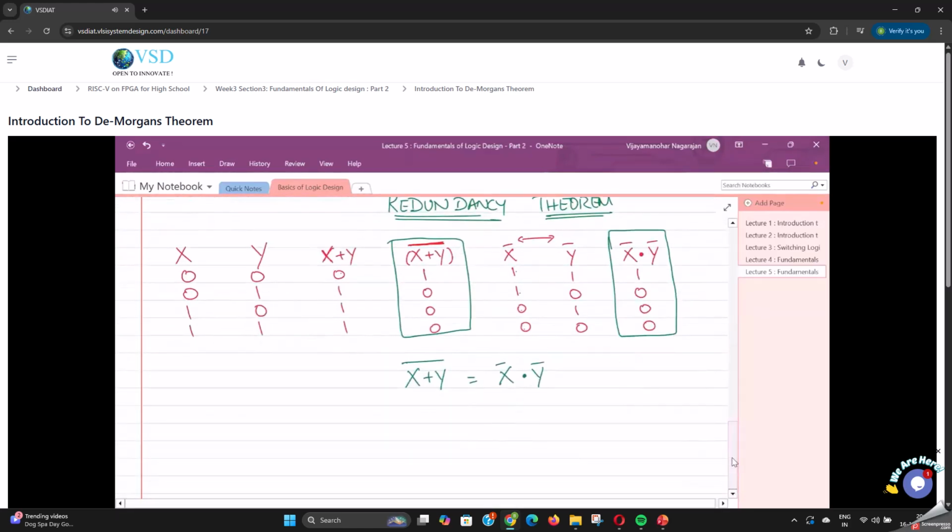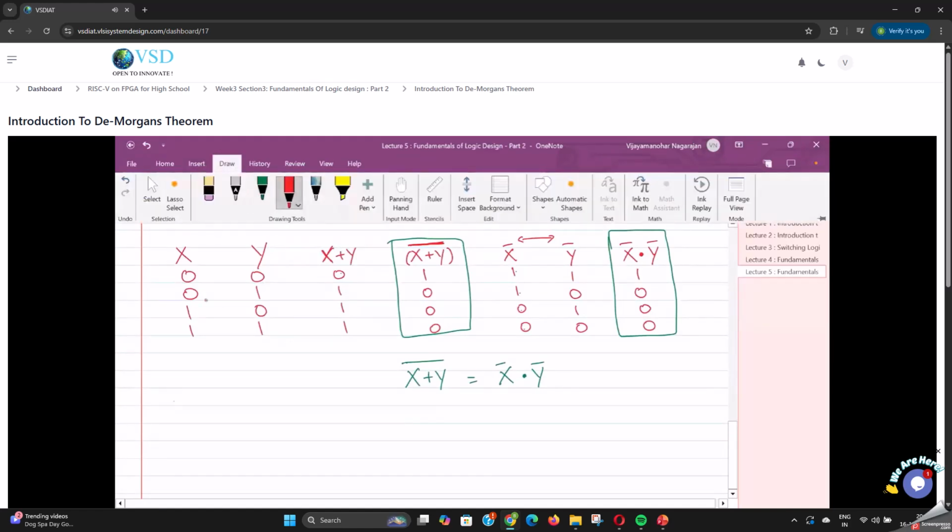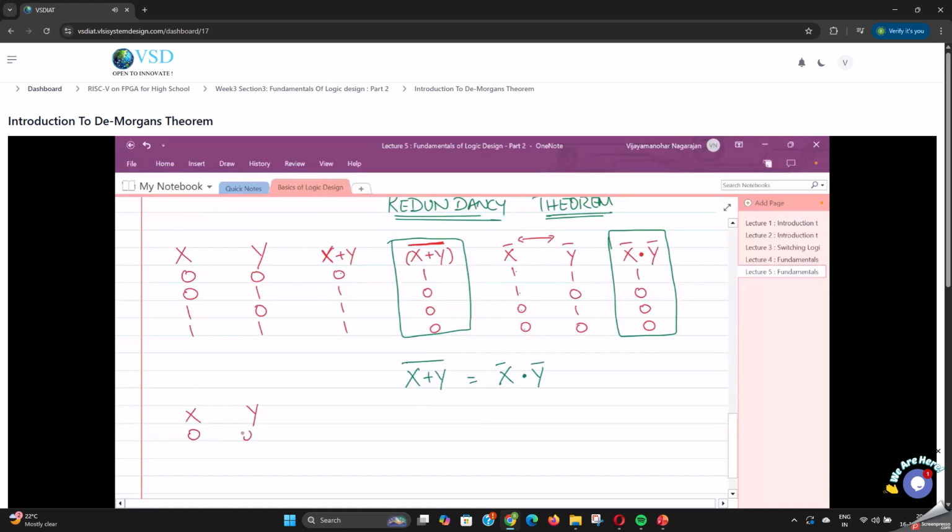Similarly, I am going to take the input values here. So 0, 0, 0, 1, 1, 0, 1, 1. Now I am going to do AND of X and Y. So clearly 0 ANDed with 0, 0 ANDed with 1, 1 ANDed with 0, all these give me 0. 1 ANDed with 1 gives me 1.